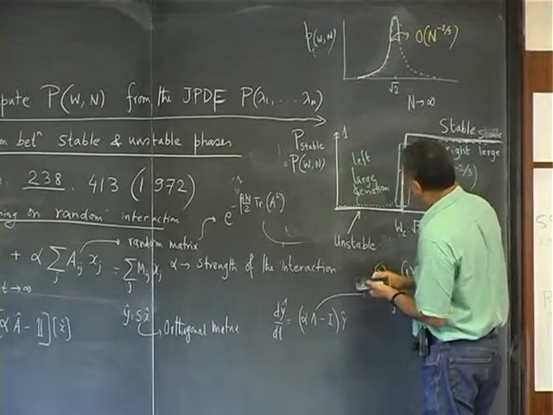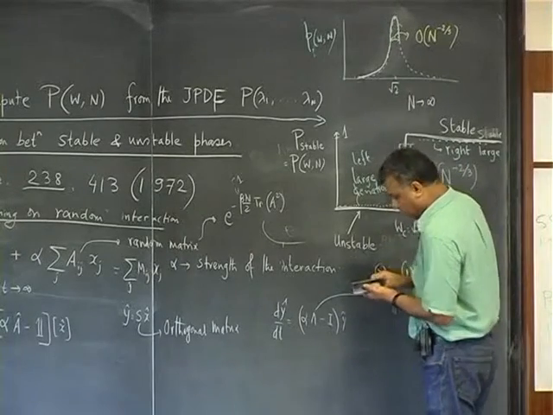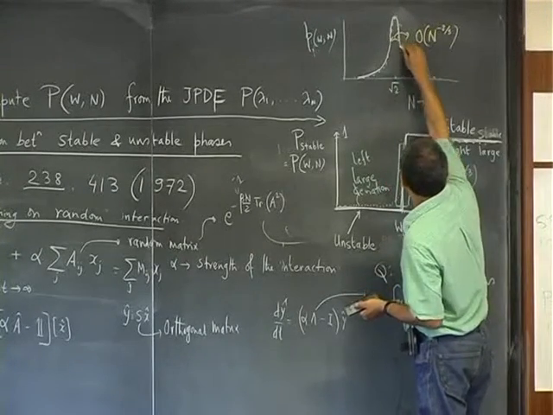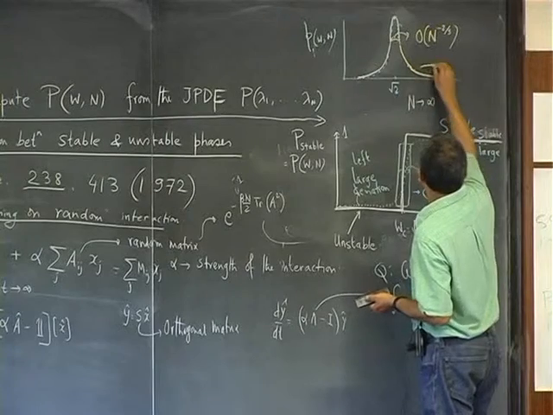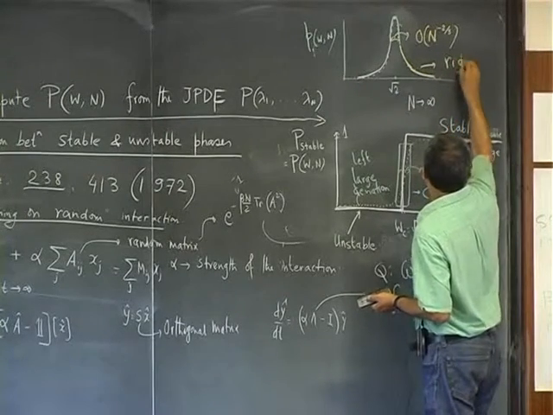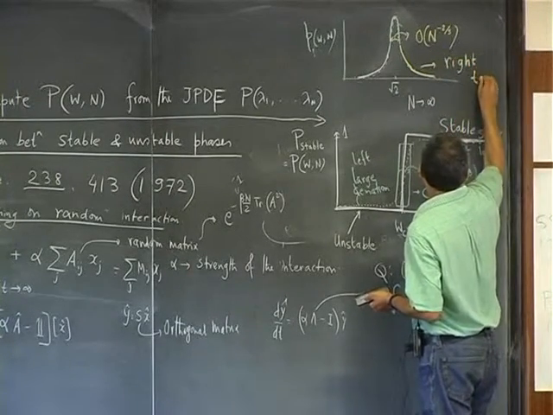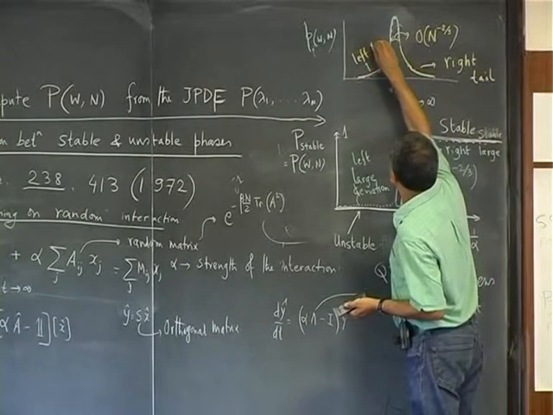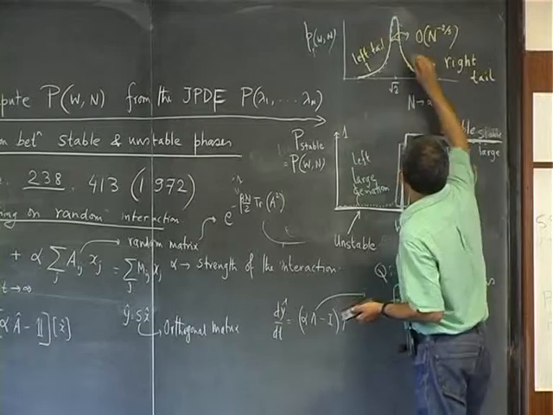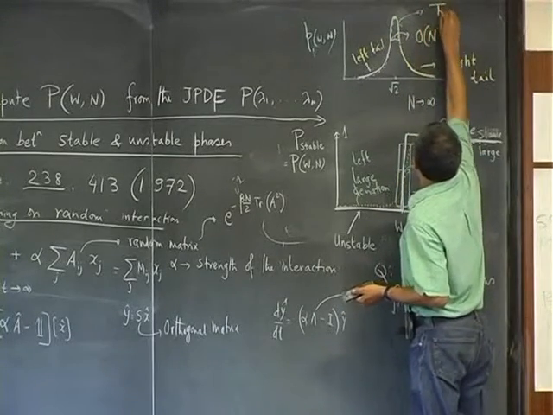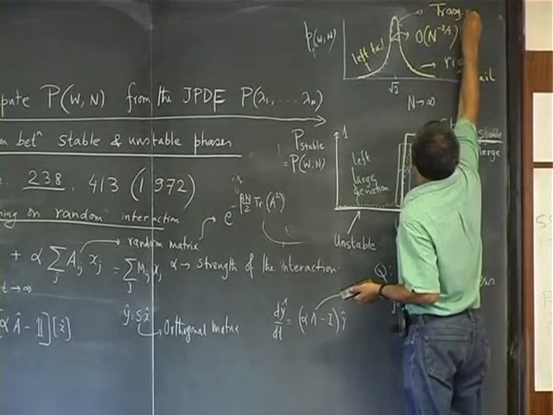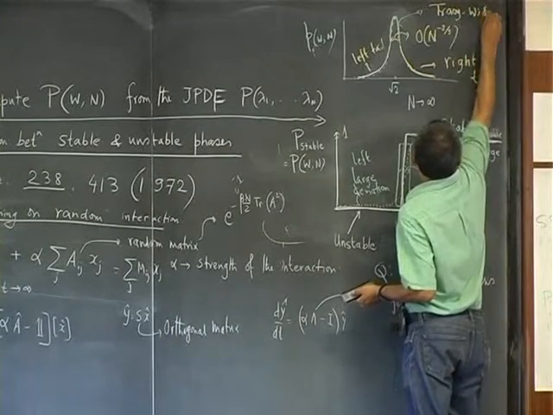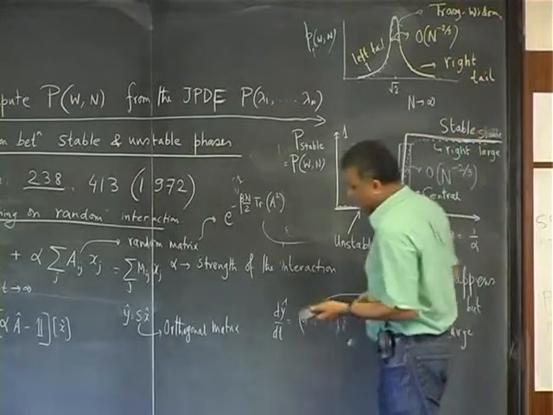Let me draw it white, and this is maybe with yellow. So this is the right tail. This is the left tail. And this will be called Tracy-Widom. So I'll describe this in a minute now.